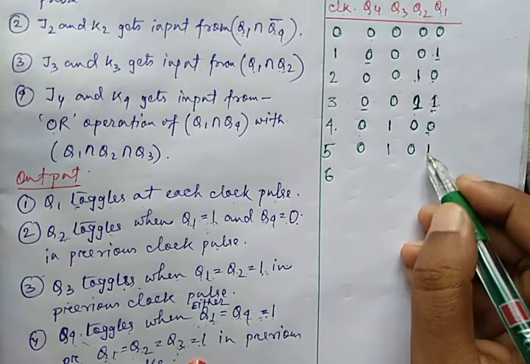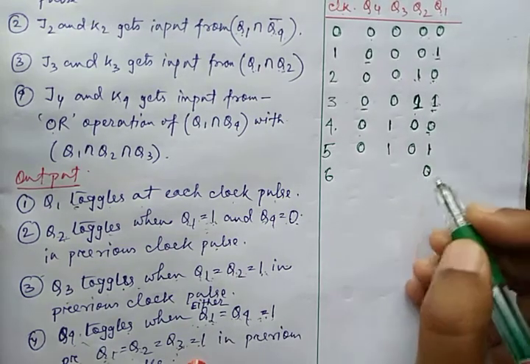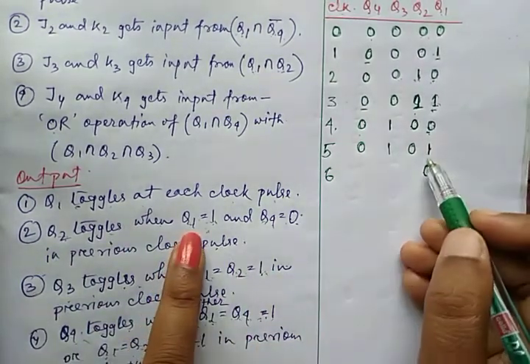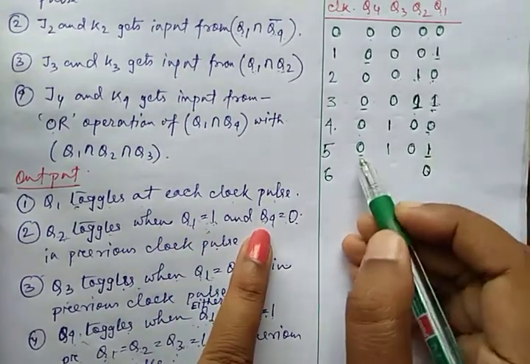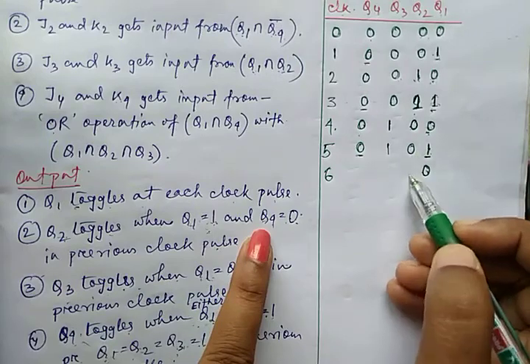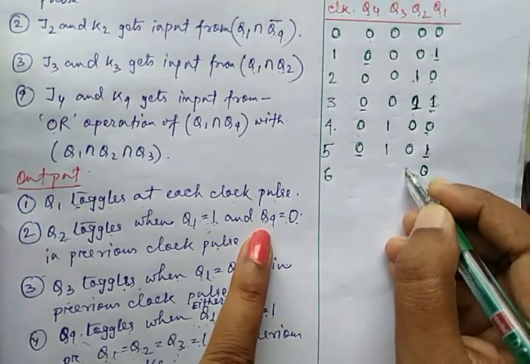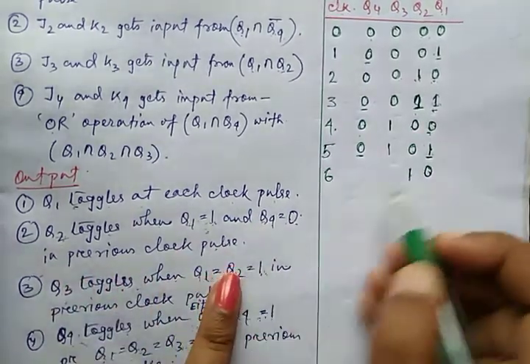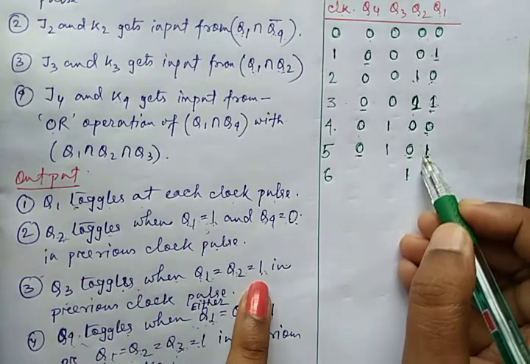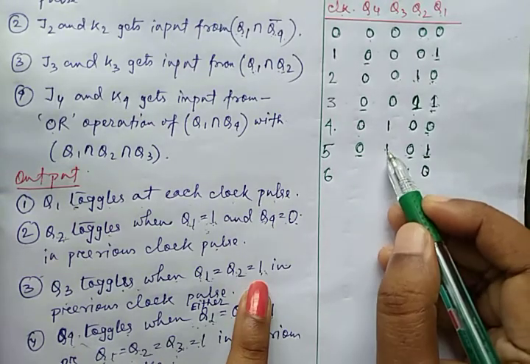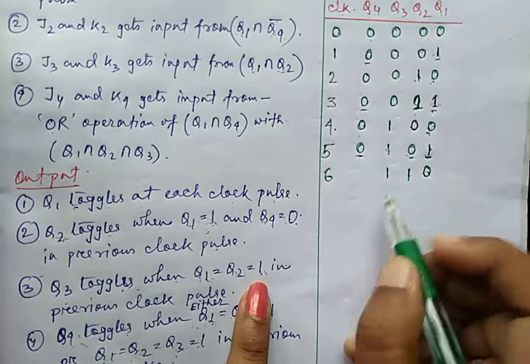So Q1 toggles, which means previous was 1, now it will be 0. Q2 toggles when Q1 is 1 and Q4 is 0. Here you can see Q1 is 1, Q4 is 0, so Q2 toggles, which means previous was 0, now it will be 1. Q3 toggles when Q1 and Q2 both are 1, but both are not 1, so Q3 will not change, so it stays in its previous state.